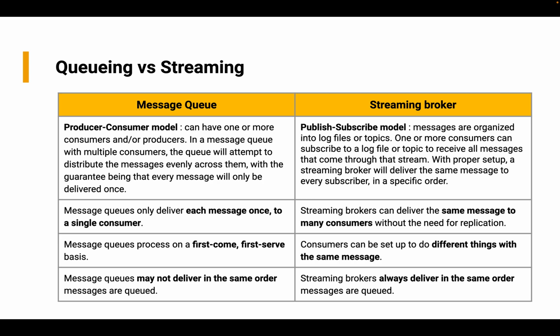In a message queue, it may not be delivered in the same order, but in the streaming broker, it is always delivered in the same order given they're in the same partition. Now, in the context of anomaly detection pipeline, streaming broker is the right choice because we are going to do multiple things with the event data.